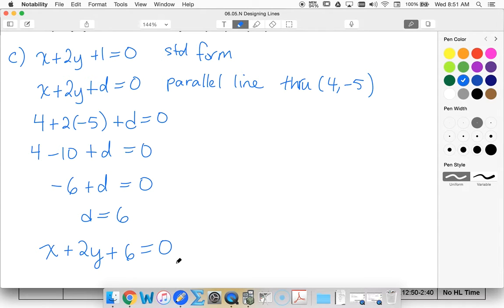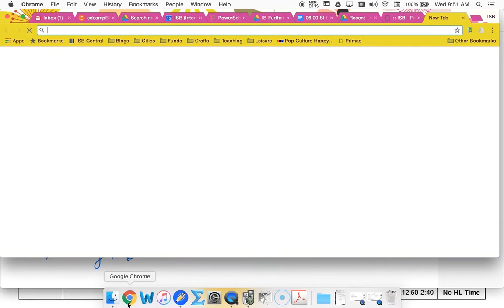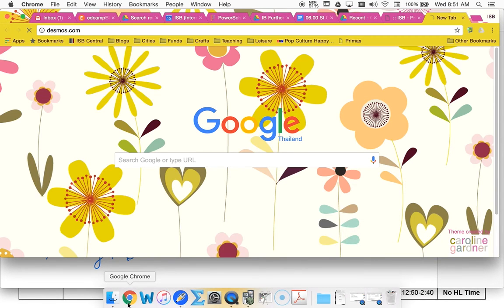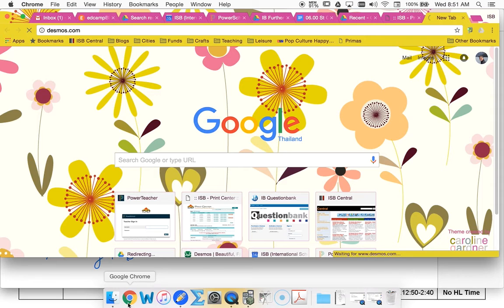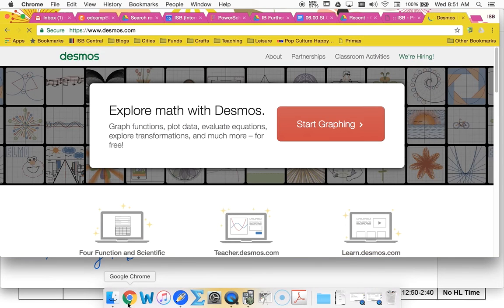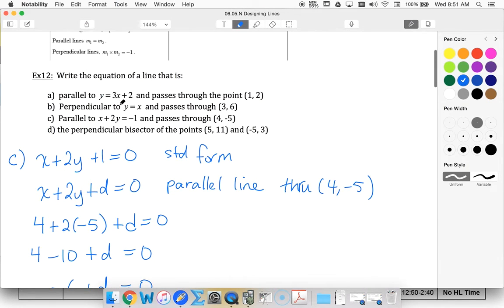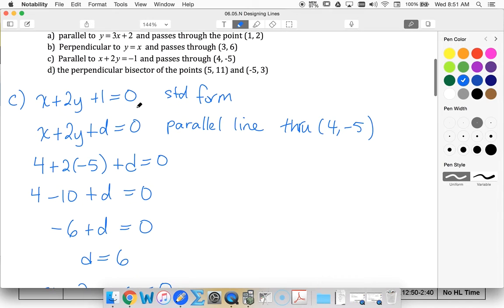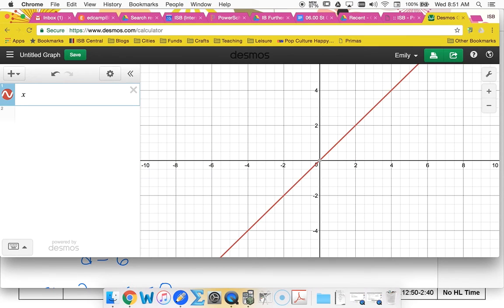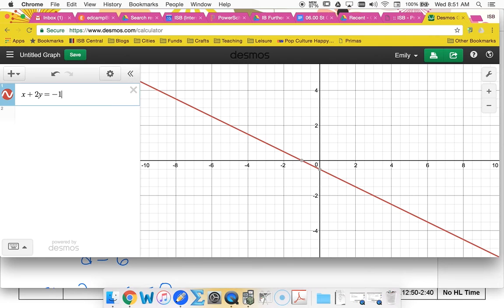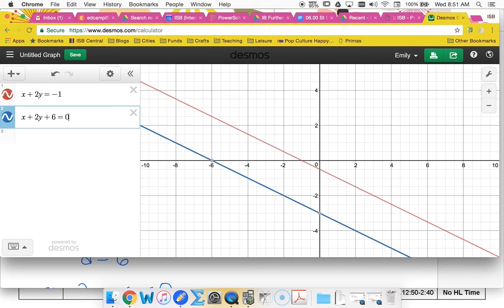I can test this out. I can test it out most easily looking at it in Desmos. So let's look at it here. Our first line said x plus 2y equals -1. So let's see, our original line was x plus 2y equals -1. And then we've said our new line is x plus 2y plus 6 equals 0.